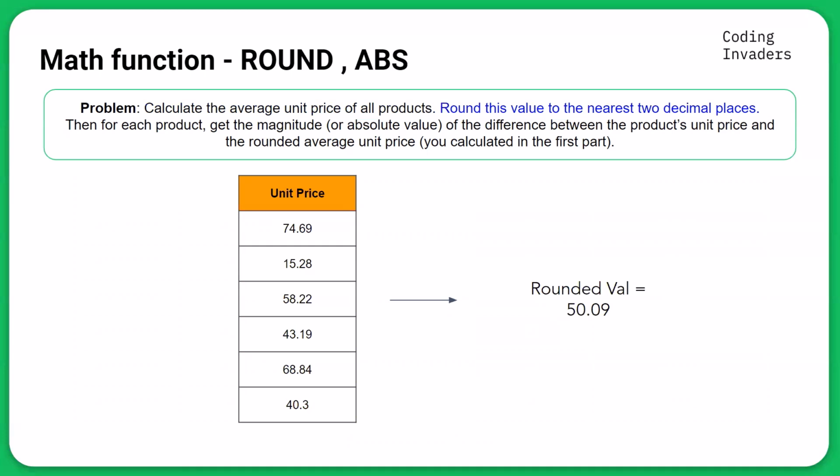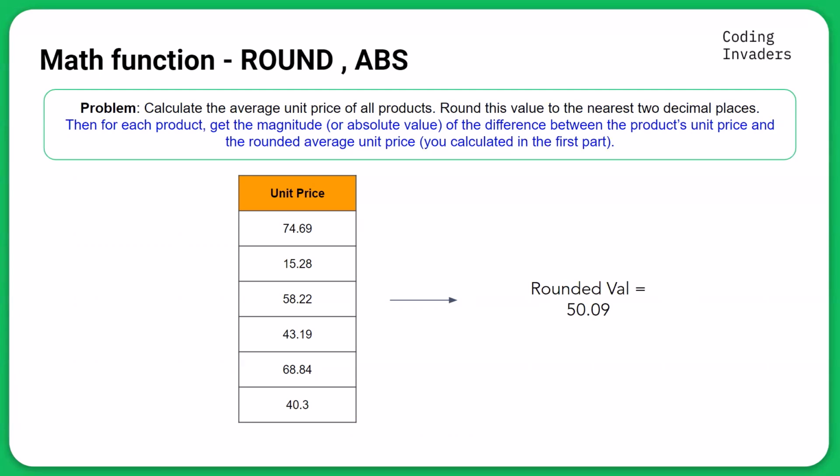Now great, we have solved 2 parts of the question. We have got the average value and we have found the rounded value with 2 decimal places. Now, we need to find the magnitude or the absolute value of the difference between the unit price and this rounded average unit price. Can you calculate the output for this data set? Try to figure out on your own. We will pause the video and then we'll calculate it together.